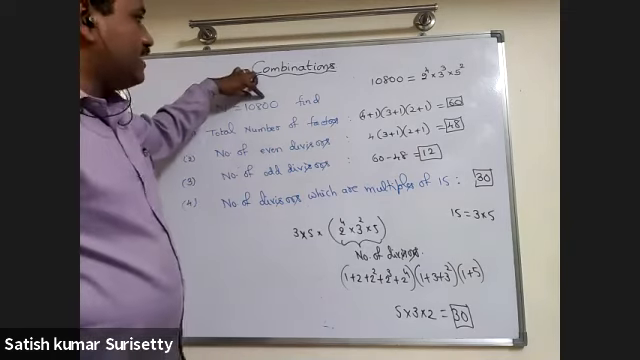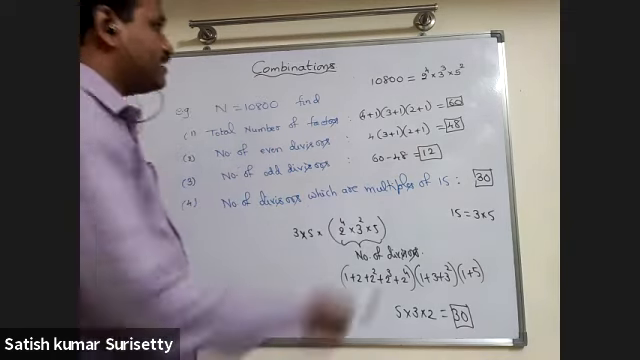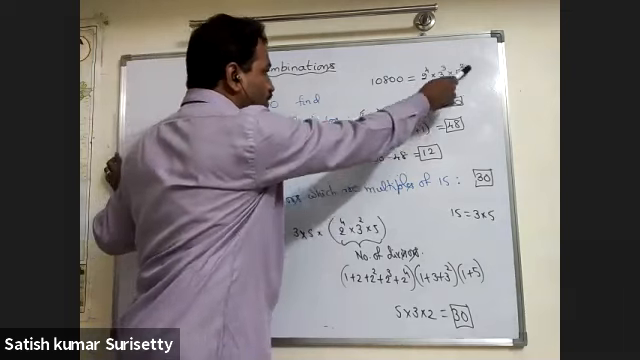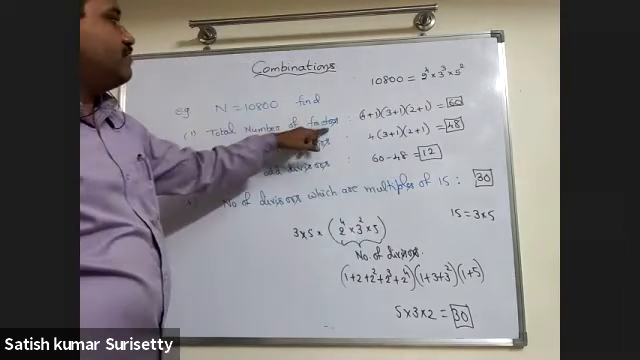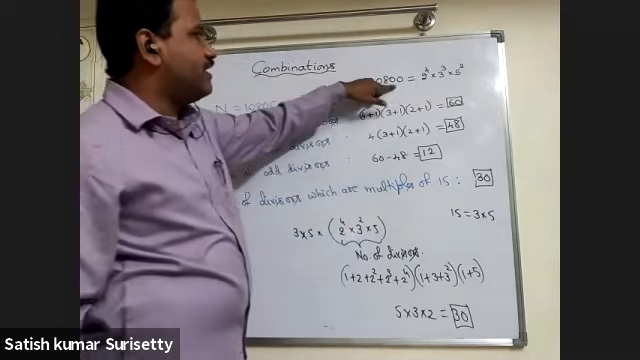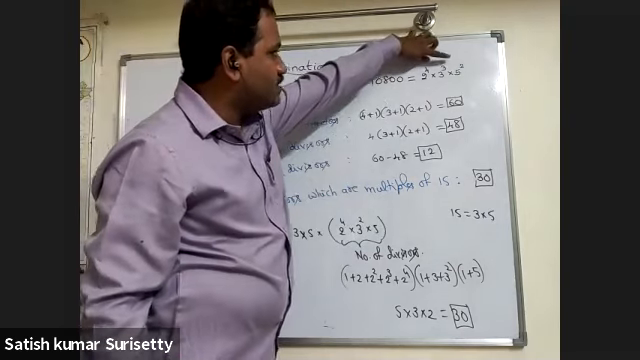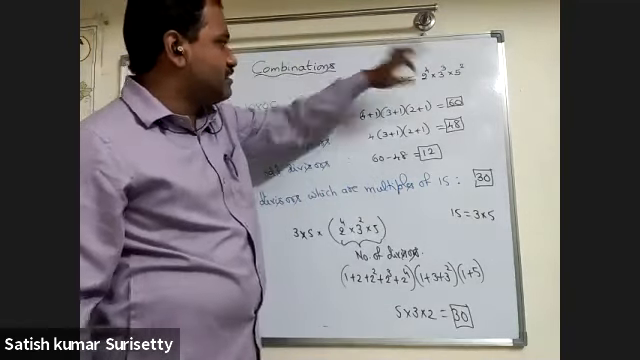So 10,800 you can write in prime factorization as 2 to the power of 4, 3 cube into 5 square. So the total number of divisors or factors of 10,800 is (4 plus 1)(3 plus 1)(2 plus 1), so the product will be 60.